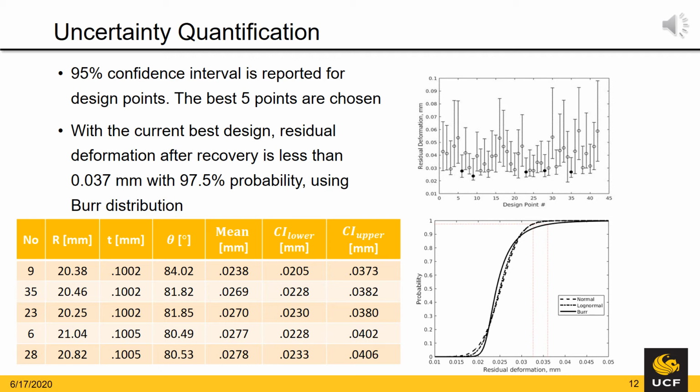The table on the lower left provides the 5 best design points in terms of mean value and upper confidence interval. It should be highlighted that all of these design points have a thickness close to the minimal allowed value of 0.1 mm. Also, the radius and the subtended angle differ only slightly. In addition, it's worth noting that the lowest mean value also has the lowest upper confidence boundary, a fact that is not always guaranteed.